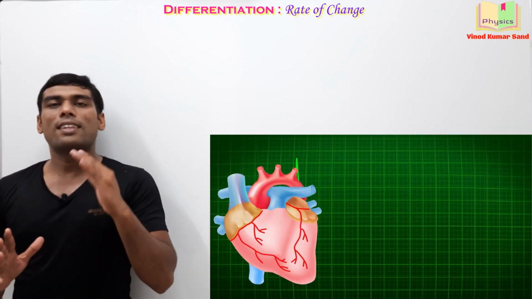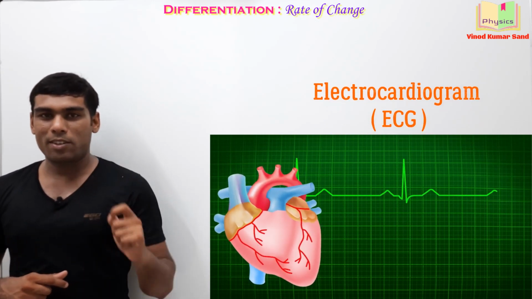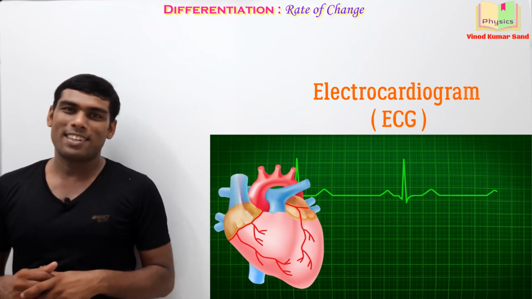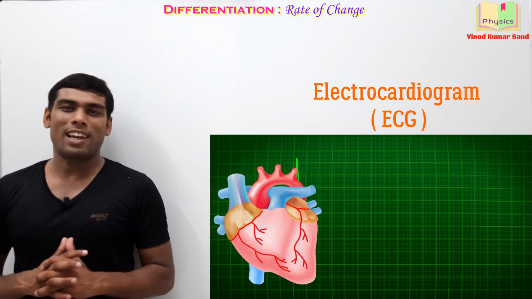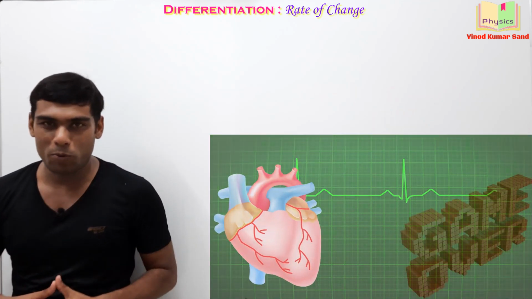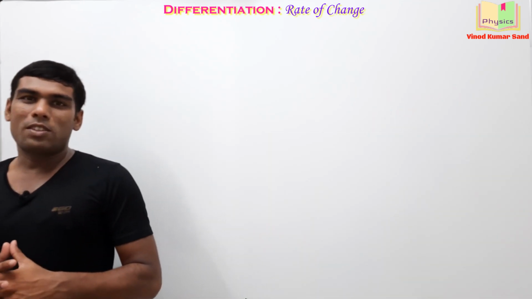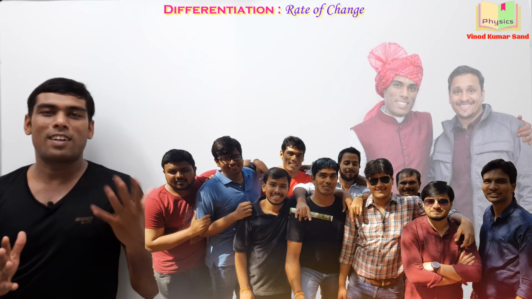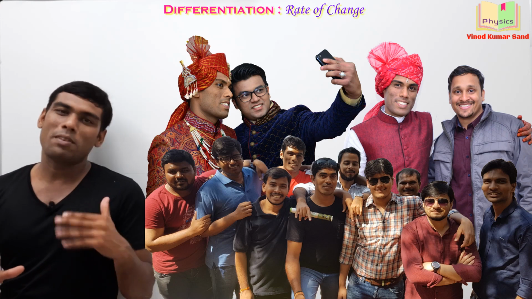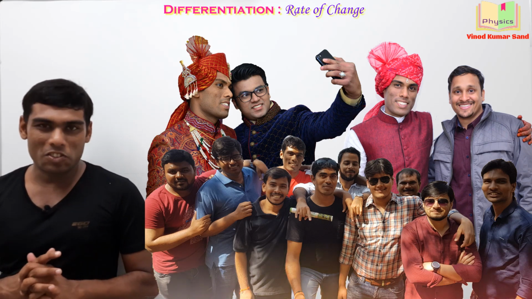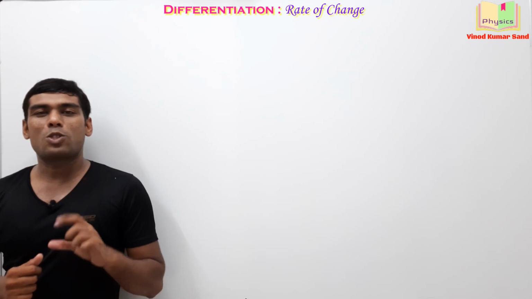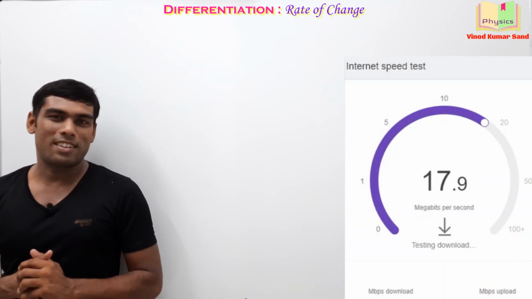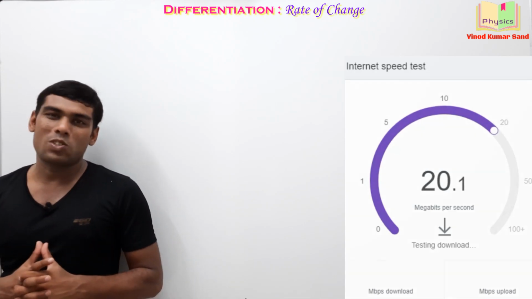Next example, the ECG of a person. You have seen the electrocardiogram of a person. Is it constant or does it keep on changing? As long as it keeps on changing, the person is alive. When it becomes constant, game over. Another example of change, your number of friends. Are they constant or do they keep on changing? With time, your number of friends keeps on changing. Another example could be the speed of the internet. Is it constant or does it fluctuate, does it change? The answer is it changes.